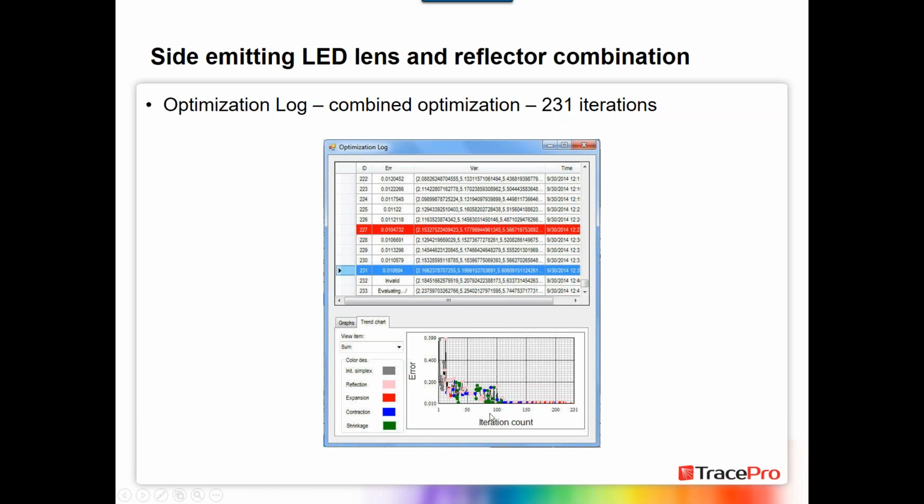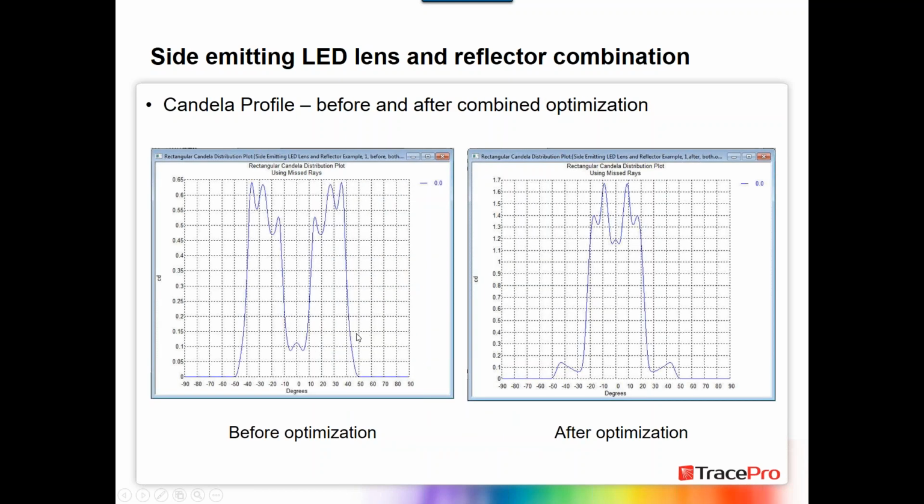Here again is our optimization log. The closer this gets to 0, the better. Stopped it after 231 iterations. And here's our before and after results. So we see we have a little more structure in here. Not bad, plus or minus 20 degrees, and pretty much falling off to close to 0 here at 25 degrees. But note that our intensity is down.